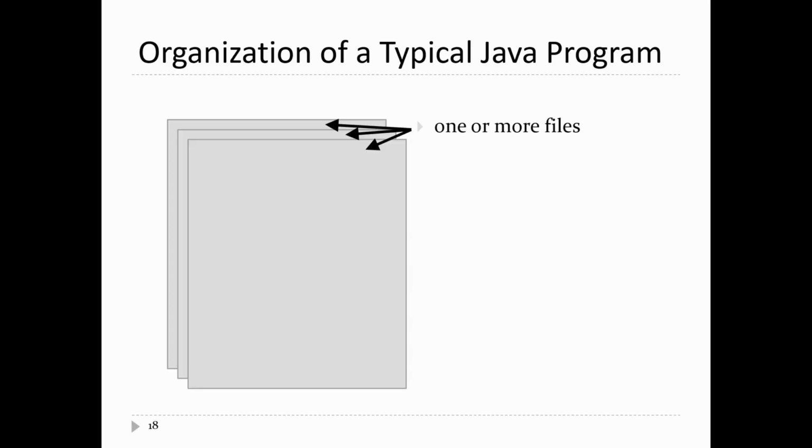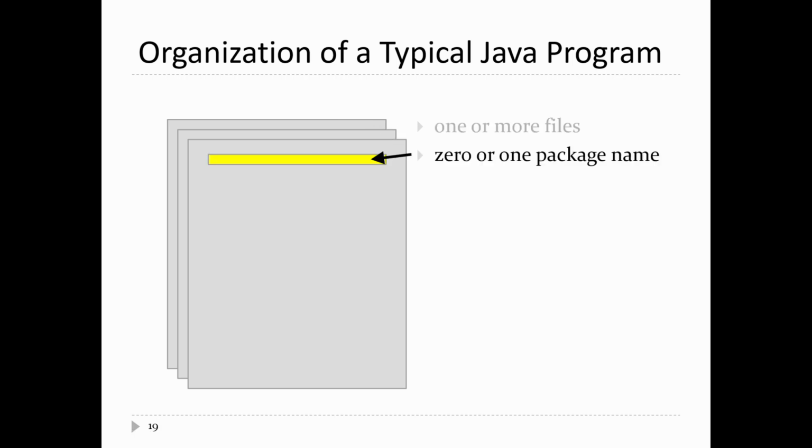So what does a typical Java program look like? You've been working with fairly small programs so far in your assignments. A typical Java program consists of one or more files. A large Java program might consist of literally thousands of files. At the top of every file there's always 0 or 1 package name. Again, in a typical professionally created piece of software, there will always be a package name at the top of every file.